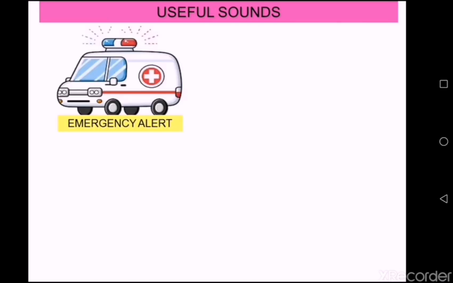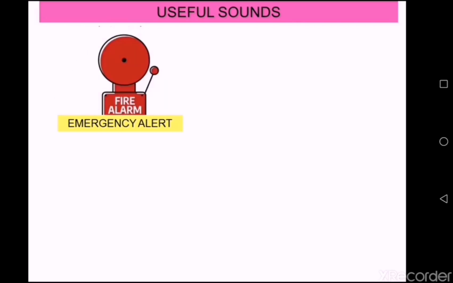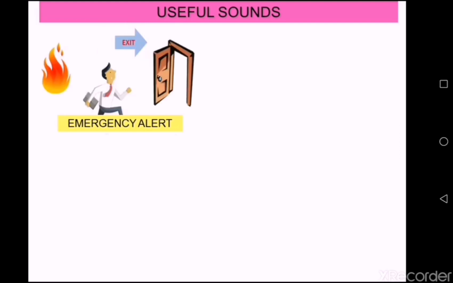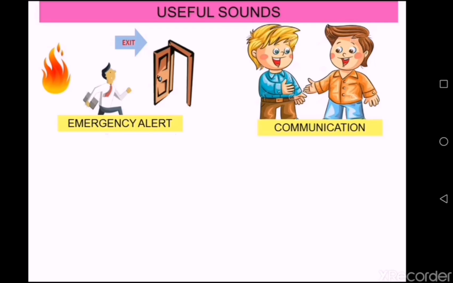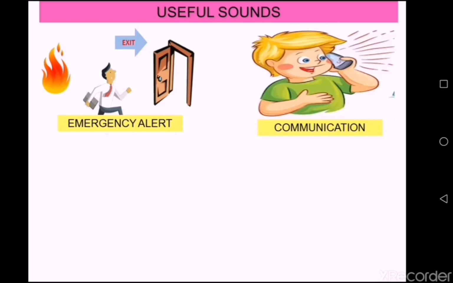Now we are going to learn about the useful sound such as the emergency alert, like the siren of an ambulance, or the sound of an emergency bell. The sound of the emergency bell will tell us that the building is on fire, so we can leave the building to save ourselves. And the sound of our voice can give us the ability to communicate.